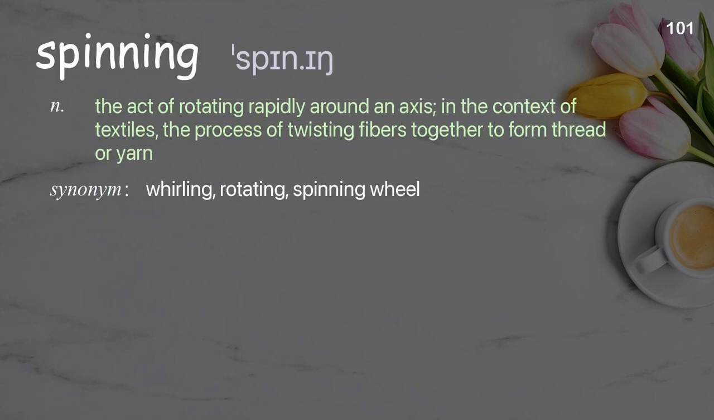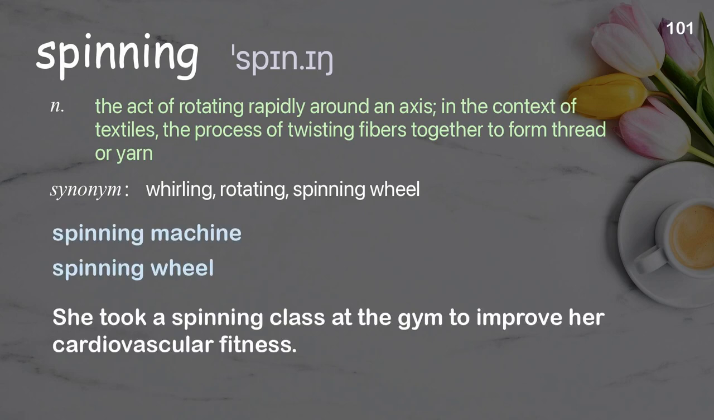Spinning: the act of rotating rapidly around an axis. In the context of textiles, the process of twisting fibers together to form thread or yarn. Examples: Spinning machine, spinning wheel. She took a spinning class at the gym to improve her cardiovascular fitness.